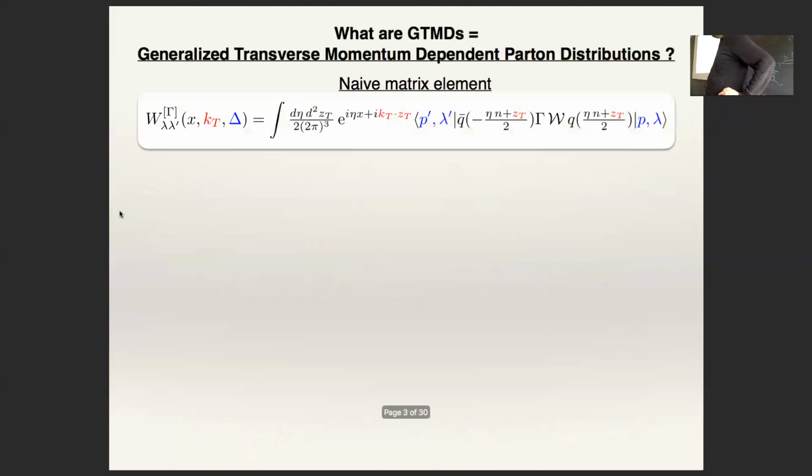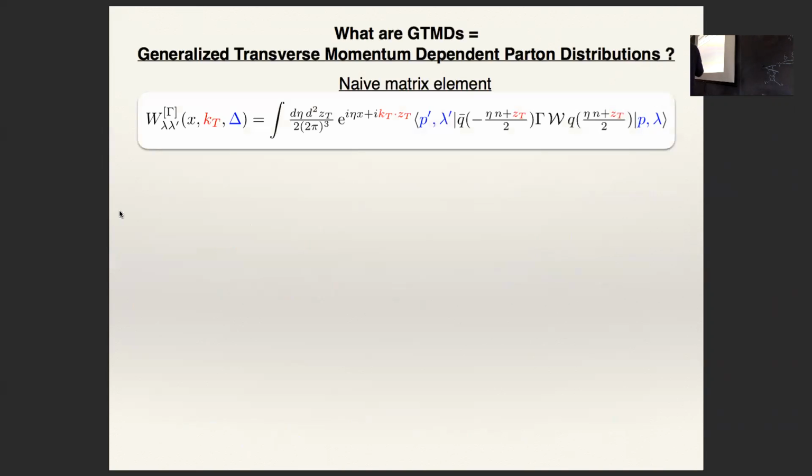Okay, so what are GTMDs? What does this acronym stand for? Well, it's generalized transverse momentum dependent parton distributions. And naively, they're defined in terms of such a matrix element where we take the usual TMD operator, which is a bilocal operator, and consists, if we talk about quark GTMDs, and that's all I'm going to cover in this talk, of two quark fields that are separated not only along the light cone, but also there is a transverse separation.